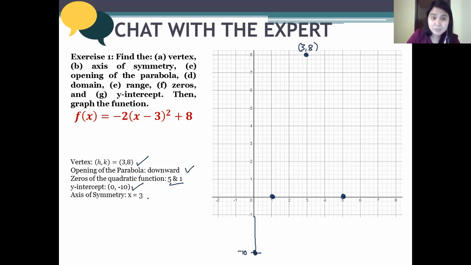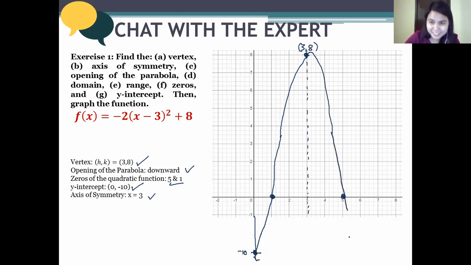Then our axis of symmetry is x equals 3. So from the vertex, we draw a broken line to show the axis of symmetry. Then we draw the parabola. It opens downwards. Sorry, I'm really sorry for my parabola. It's not as perfect as it could be.